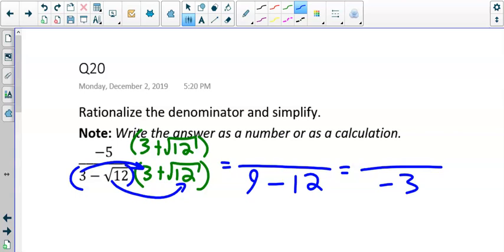Now we have to work through the top. So what are we going to do on the top here? We're just going to multiply. We're going to distribute. What's negative 5 times 3? Negative 15. What's going to happen when I take a negative 5 times the square root of 12? Negative 5 square root of 12. They don't really multiply each other, but they don't disappear, so it just gives you negative 5 square root of 12. So here's what we're looking at.